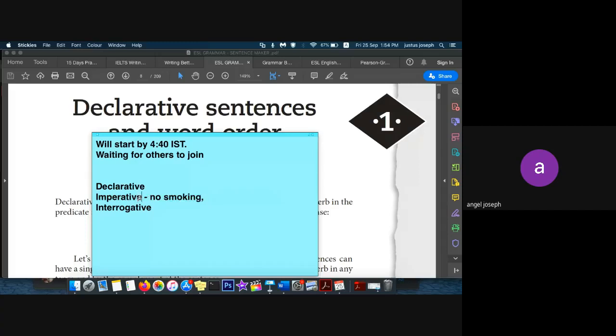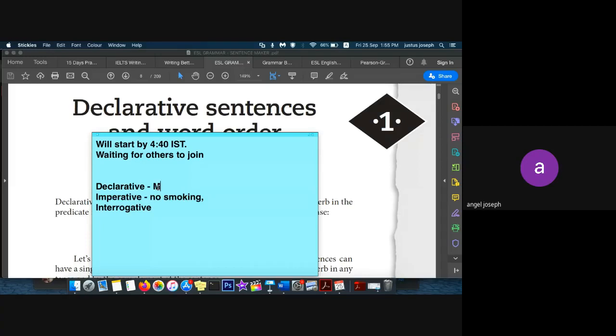We generally do not write such sentences in our day-to-day English, or in an English test. These sentences are only used to give short instructions. So generally your signboards and all will have such imperative sentences.